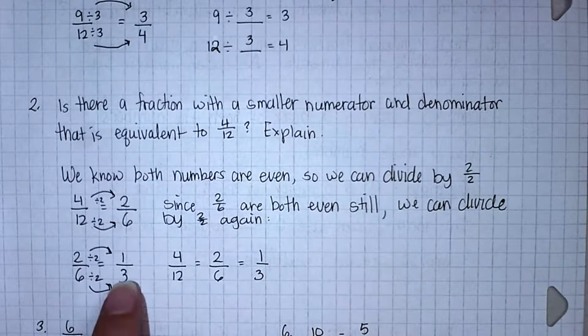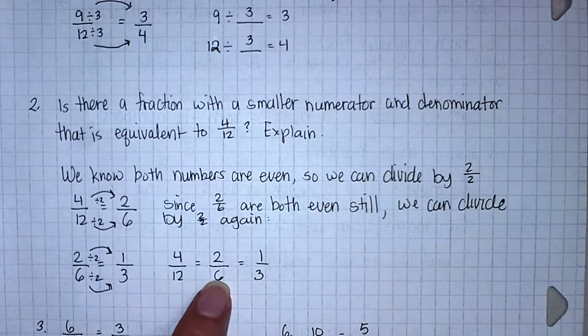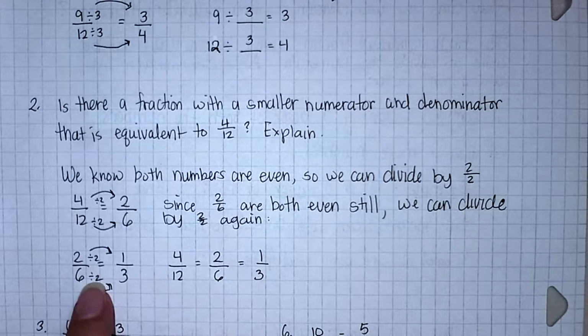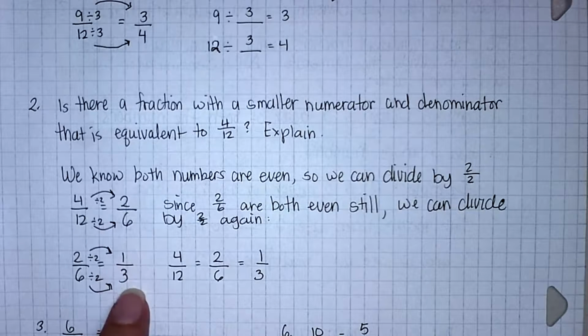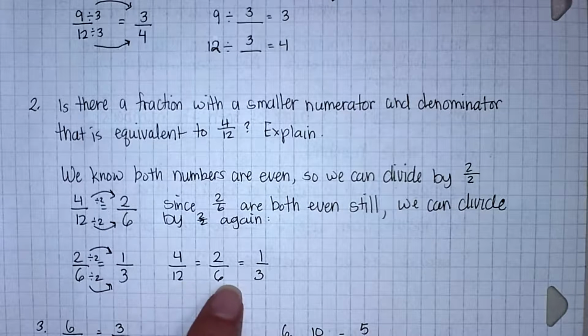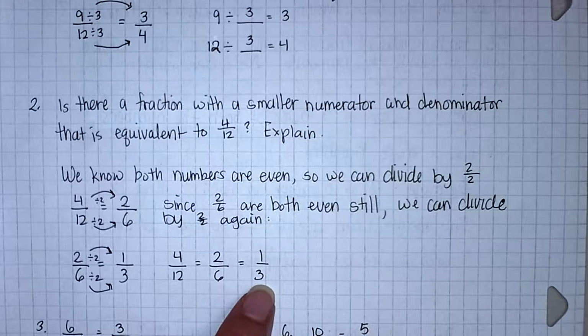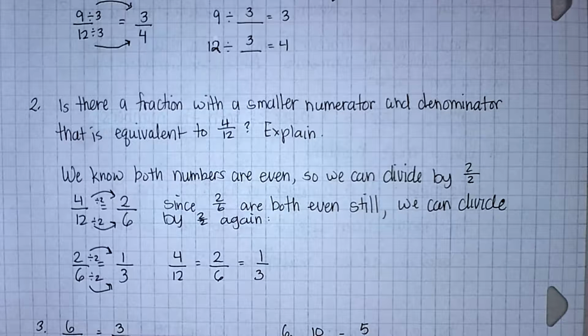Now, if I wanted to, I can divide them by 2 again, right? 2 over 6, I can divide that by 2 again for the numerator and the denominator, and I'll get 1 over 3. So 4/12 is equal to 2/6, and that's also equal to 1/3. So you can continue making equivalent fractions until you get to something where you can't divide them further, or you get to a numerator that is just 1.